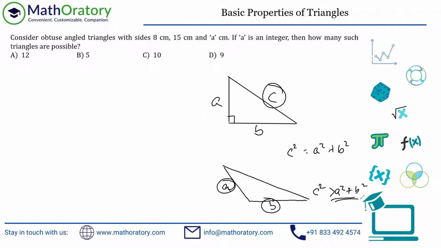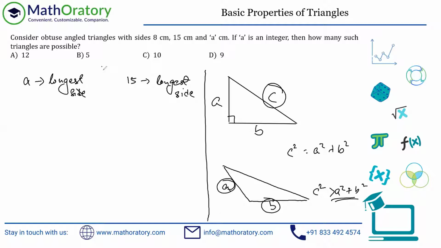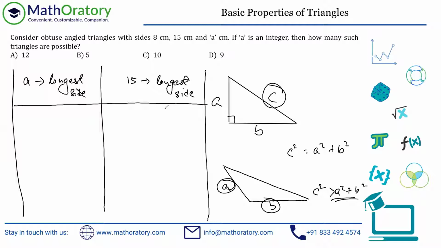So effectively what we are going to do is consider which is the longest side. There are two possibilities here. One is that A is the longest side, because that is missing and could be the longest side. And another is that 15 is the longest side. Out of the two known sides, I hope you can see that 8 is less than 15 any which way, so that cannot be the longest side. So there are just two cases here, right? Either A is the longest side or 15 is the longest side.